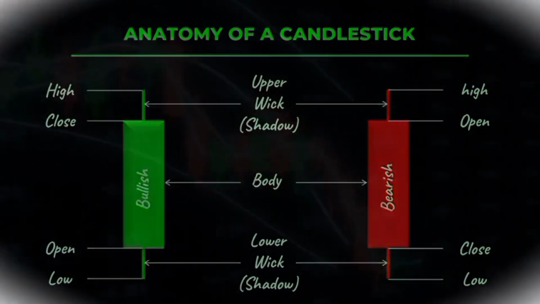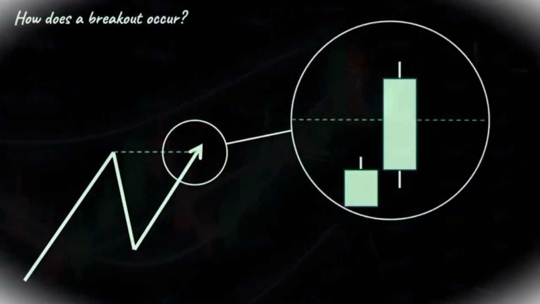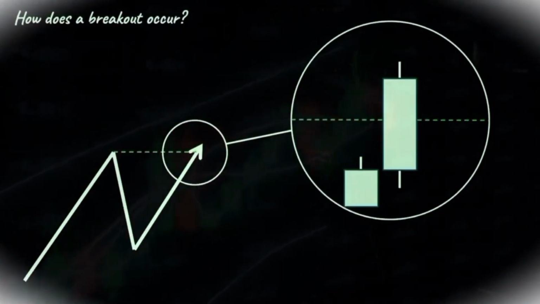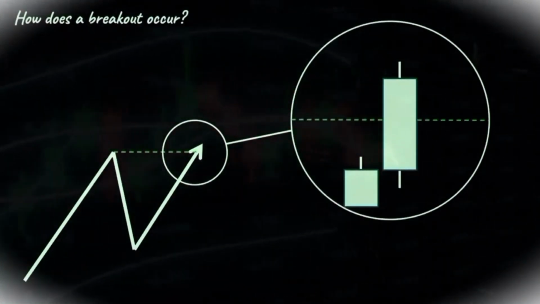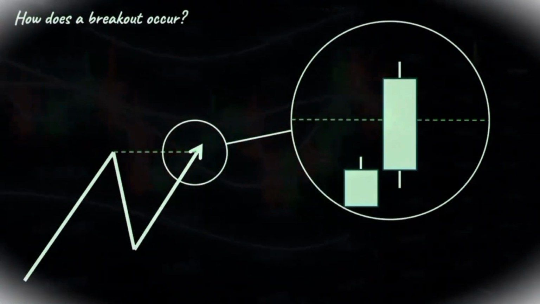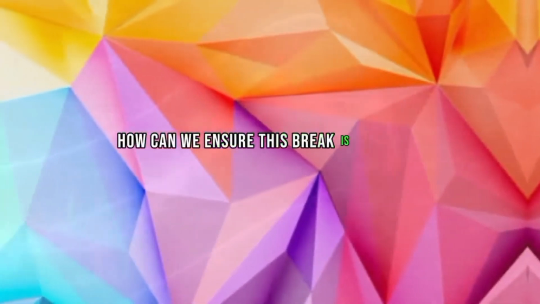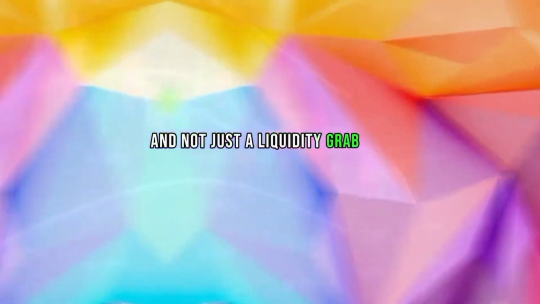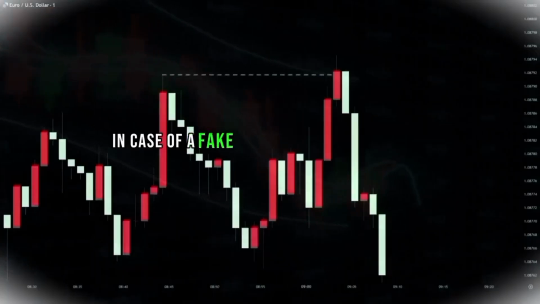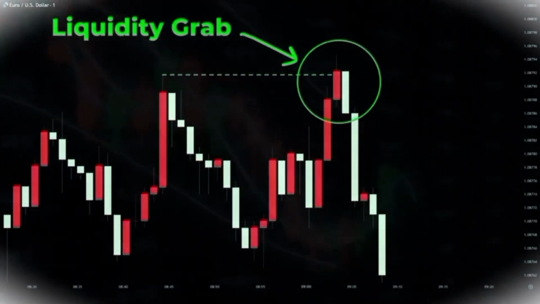Now, how does a breakout occur? A breakout occurs when a candlestick clearly breaks the previous market structure with the body. This means that if the price can close a visible amount, like a couple of pips above the previous level, we would have a so-called break of structure. But here comes an important point. How can we ensure this break is valid and not just a liquidity grab? In case of a fake out or liquidity sweep, the price immediately gets back into the range.